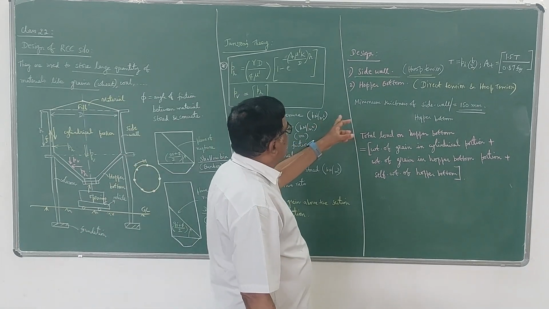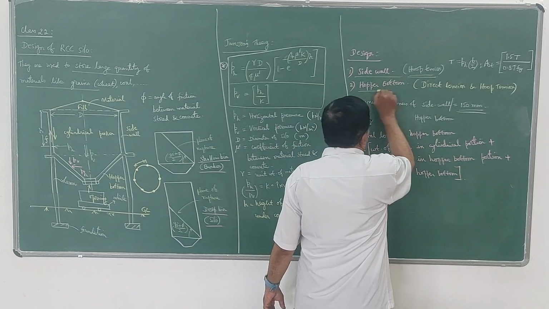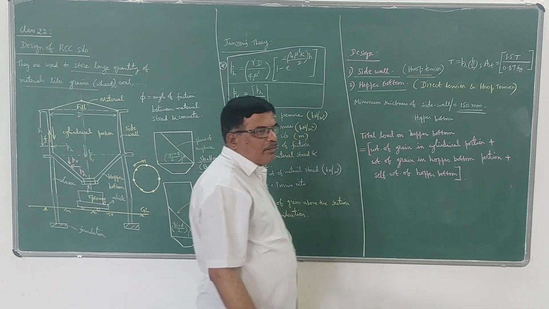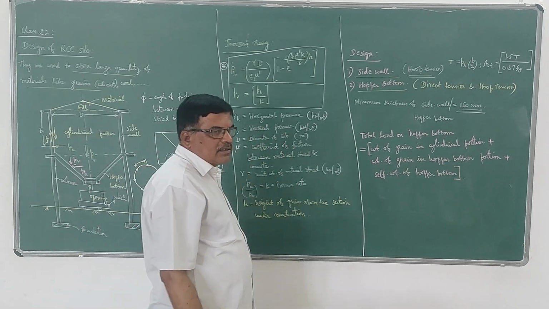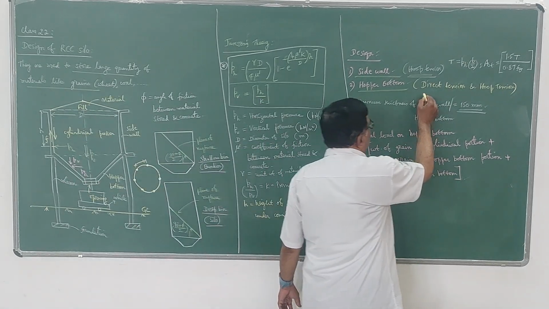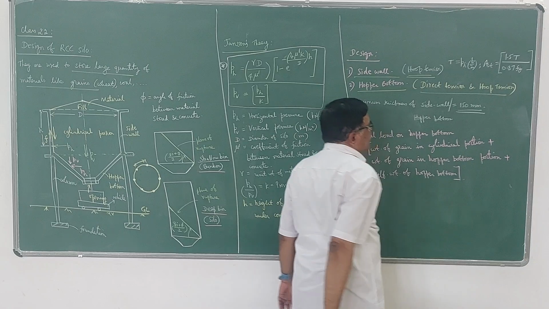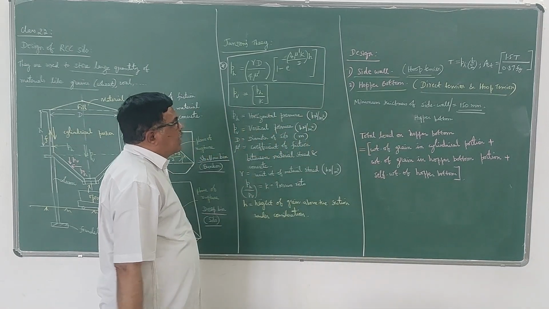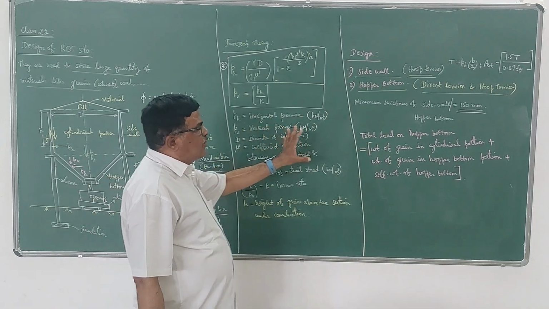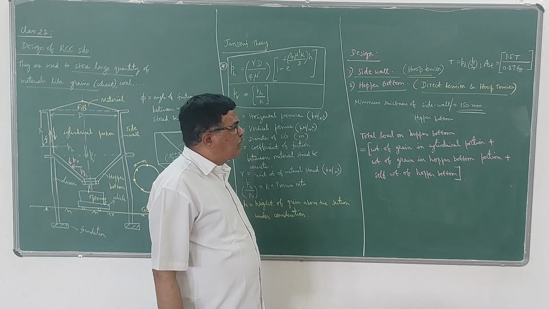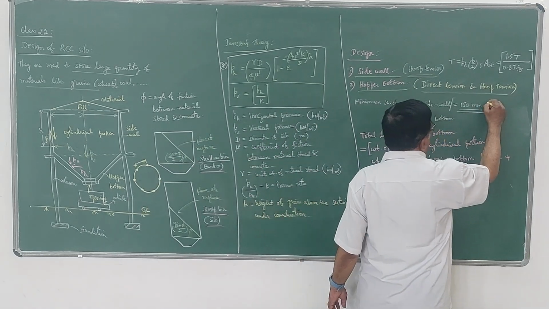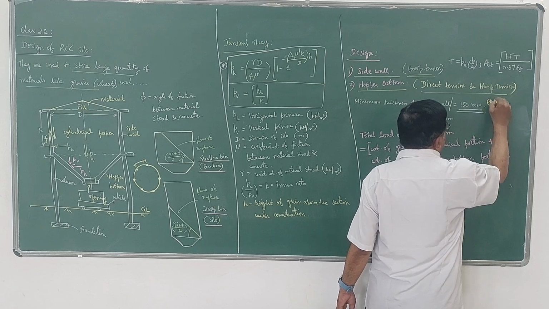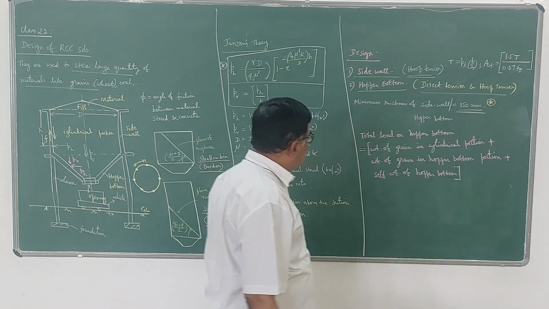So then the second part of the design is hopper bottom design. There the hopper bottom is subjected to two things. One is direct tension, another is hoop tension. So for both these two things we have to design the reinforcement. And normally minimum thickness of the side wall or the hopper bottom is taken as 150 mm. So 150 mm is the minimum thickness that is required.